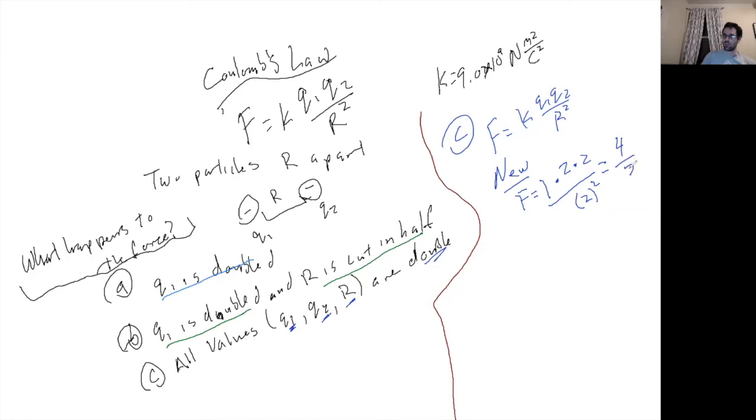Well, 2 squared is 4. Let's remember our numbers here. Very important thing, going back to kindergarten. And 4 over 4 is just 1. And so the force is the same as it was before.